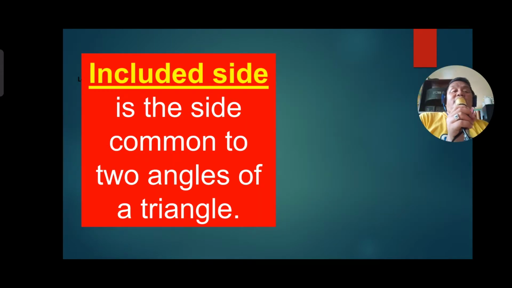Now, we have already studied the included angle. This time, what do you mean by included side? Included side is the side common to the two angles of a triangle. Again, included side is the side common to two angles of a triangle.